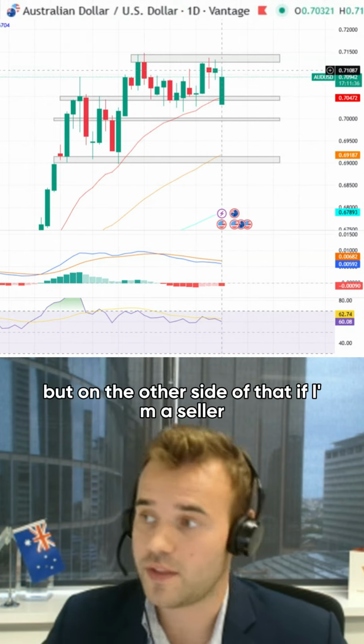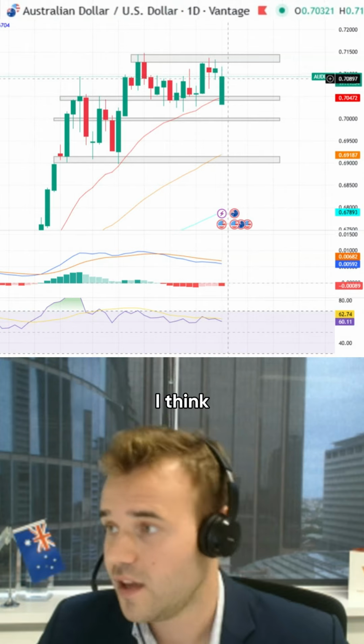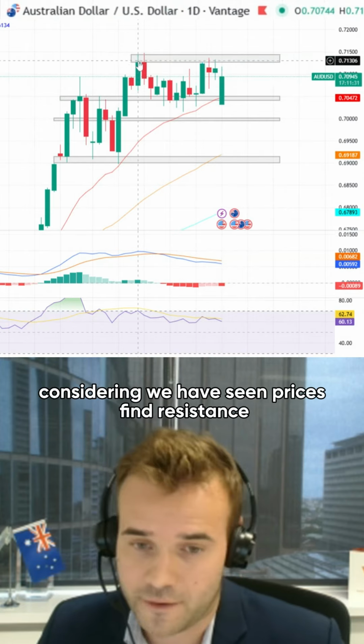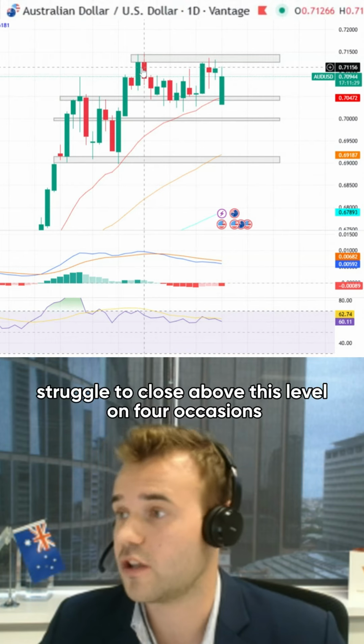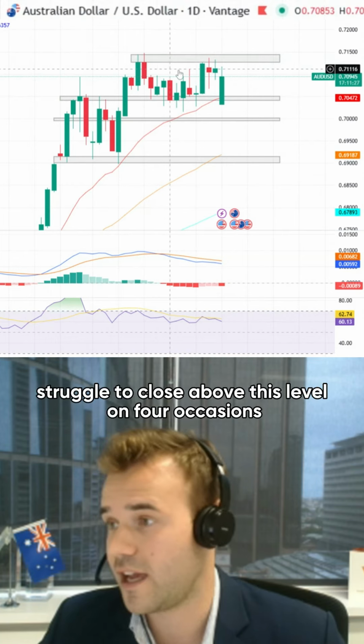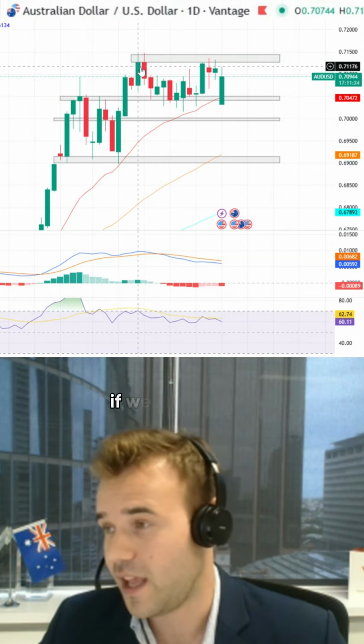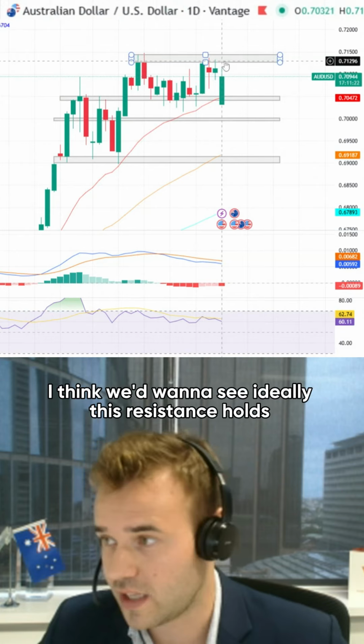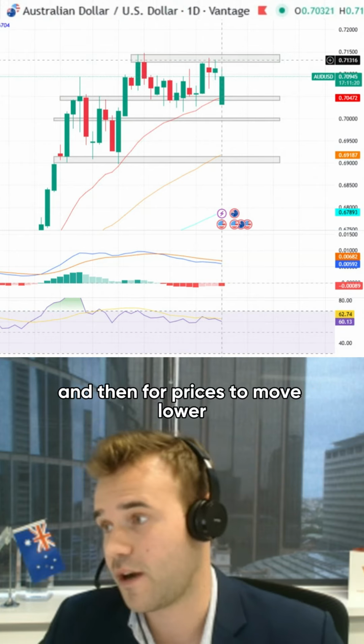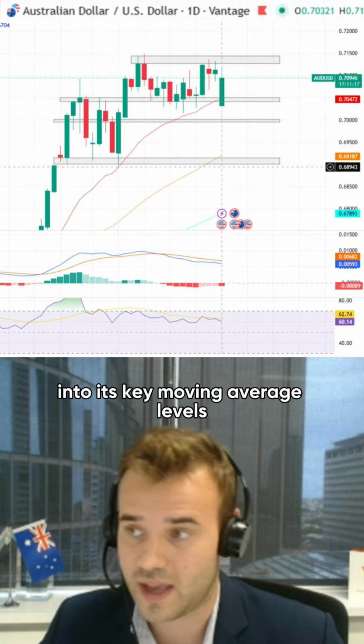But on the other side of that, if I am a seller, considering we have seen prices find resistance and struggle to close above this level on 4 occasions now over the previous 2 weeks, I think we'd want to see ideally this resistance hold, and then for prices to move lower into the key moving average levels.